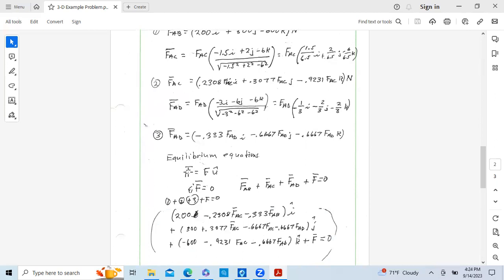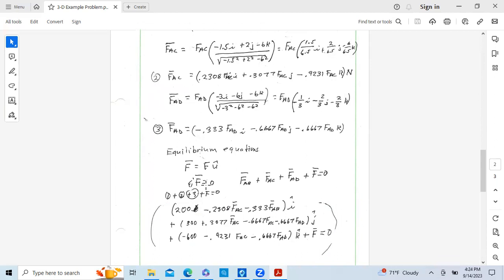The vector force, Cartesian vector, is equal to the scalar quantity F times the unit vector. We know that. Equilibrium says the sum of forces equals 0. And we have 4 forces: force in AB plus the force in AC plus the force in AD plus F is equal to 0. So we have the 3 forces, they have to be equal to 0.